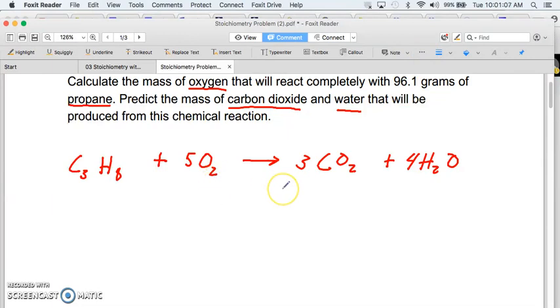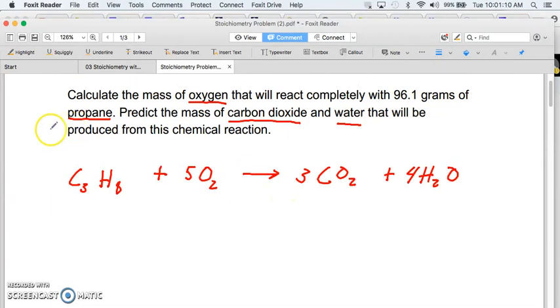So we got our balanced chemical equation. I like to put the amount of grams above, or really like what I'm given in the problem, I like to put above. Okay, unless it's moles. I always have a special place for moles right below each chemical. So we've been given 96.1 grams of this. We want to know the mass of oxygen, so we want to know how many grams of oxygen are required to react all of that. And we want to know how many grams of this we're going to make and how many grams of this we're going to make.